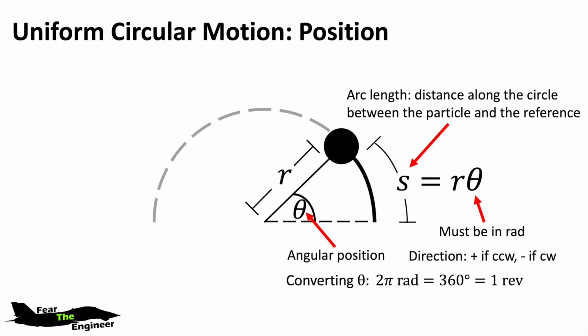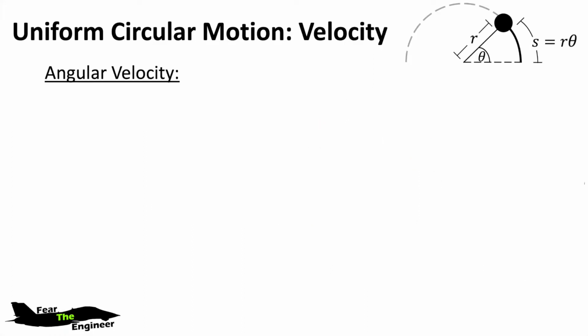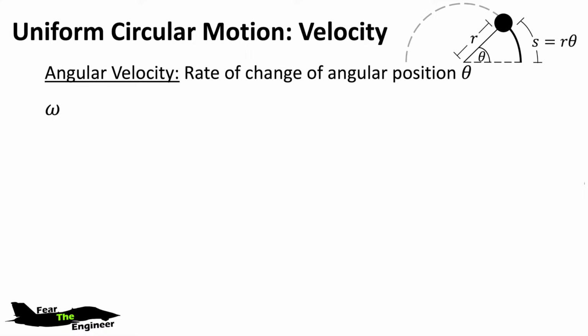Now, let's look at velocity. We'll start with angular velocity, the rate of change of the particle's angular position. It tells us how quickly the particle's angle is changing, and in what direction. We represent this rate of change with the variable omega. We can find it by taking the derivative of theta with respect to time. This is the same thing as looking at the slope of the theta versus time graph.